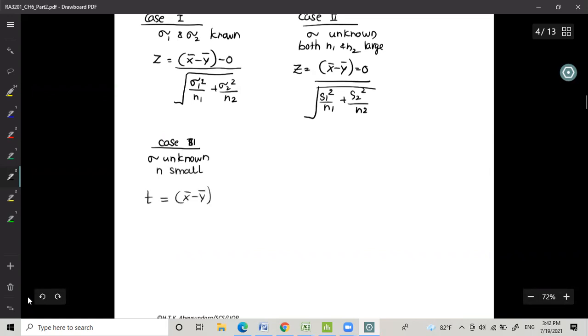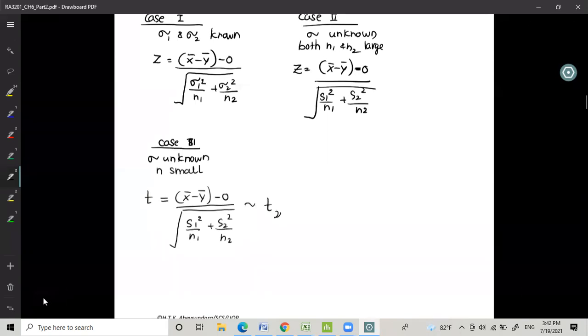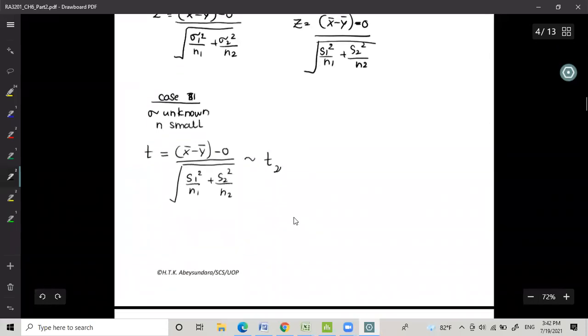Your test statistic is going to be similar to the previous one, with this minus sign. Right, this is the one. This will follow a t distribution with degrees of freedom. I'll use mu, since you have two sample sizes now, the degrees of freedom is going to be a certain equation or approximation that you have to use.